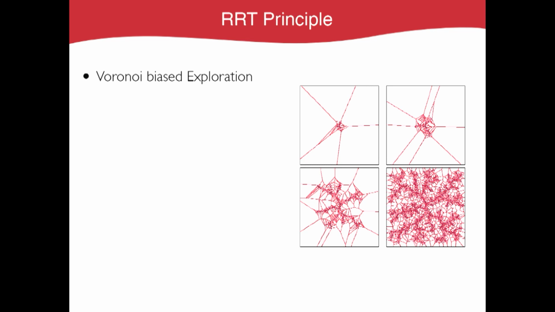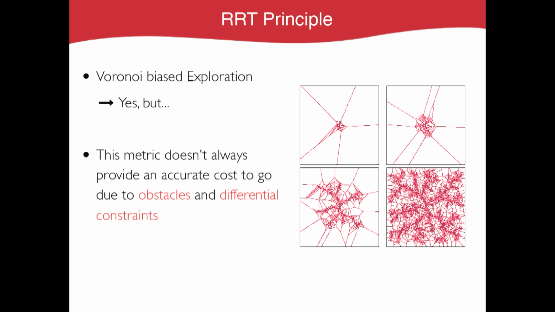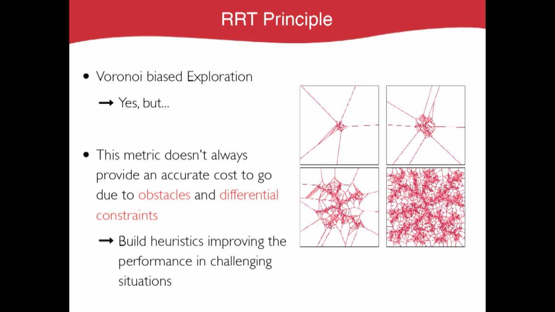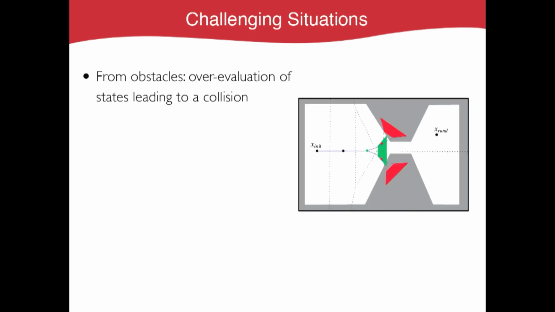So RRT is really a good candidate for this kind of problem, but the problem that occurs here is that the metric that's given doesn't always provide an accurate cost-to-go function because of the obstacles, but also the differential constraints. So what we can do to face this problem is to try to find heuristics to improve the performance of RRT in these challenging situations. What I'm going to do now is present two kinds of challenging situations and see how we can improve the methods in them.